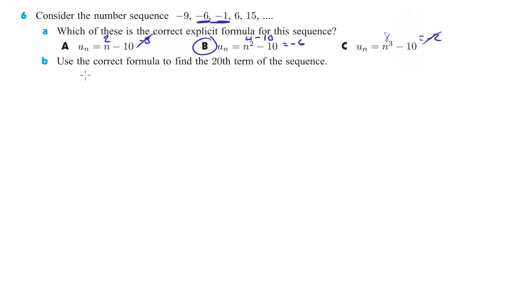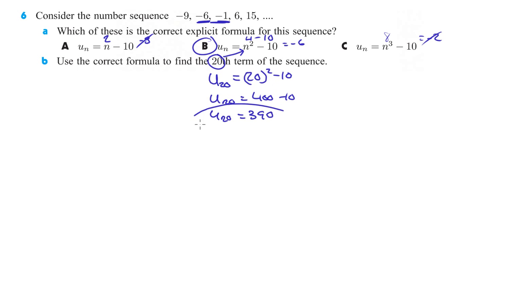Okay. Part B says use the correct formula to find the 20th term of the sequence. So for the 20th term, we're just going to plug 20 in for the n. It's U sub n, so really this says U sub 20, which means the 20th term is going to equal 20 squared minus 10. 20 squared is 400 minus 10. So the 20th term is going to equal 390.